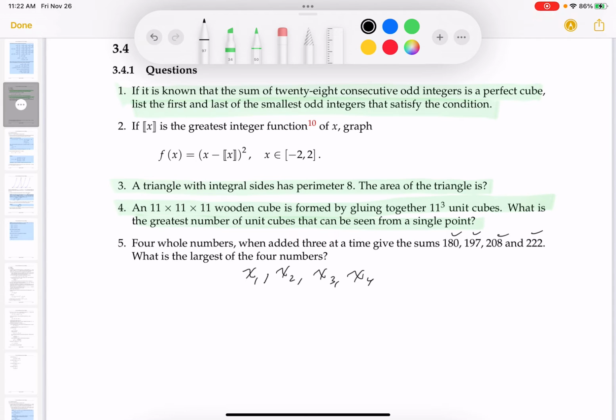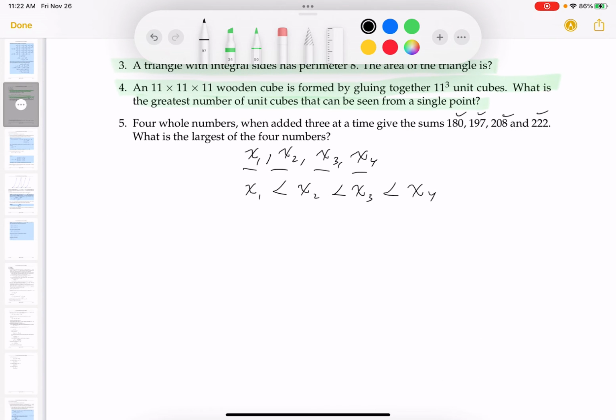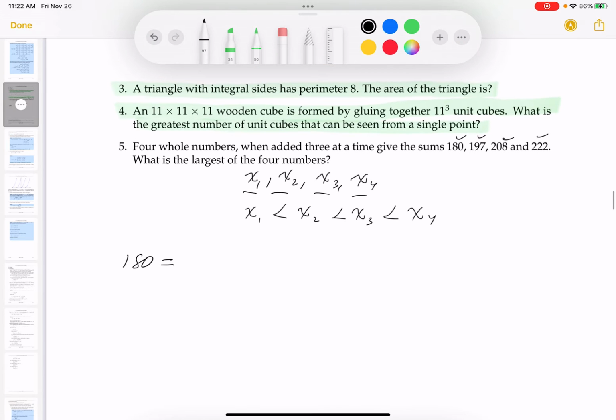So I'm going to start, if it's an increasing sequence of numbers, there's some ordering to these things as well. All right, so I'm just going to make an initial statement over here. To get 180, though, right, I'm going to say that I'd have to add x1 to x2 to x3.